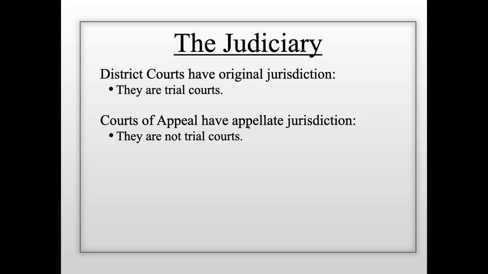And not every case can get appealed because you can't just say, well, I was found guilty, but the jury made the wrong decision. You have to believe that there was an error of law, that the judge made an error of law, in order to appeal. So not all district court cases get appealed, which is why there are far fewer appeal courts in the U.S. than there are district courts. There are only 13 appeal courts, whereas there are 94 district courts.